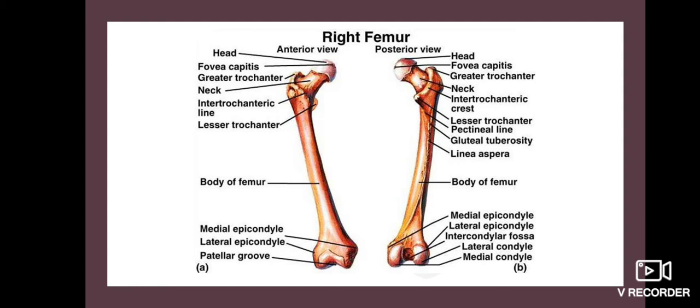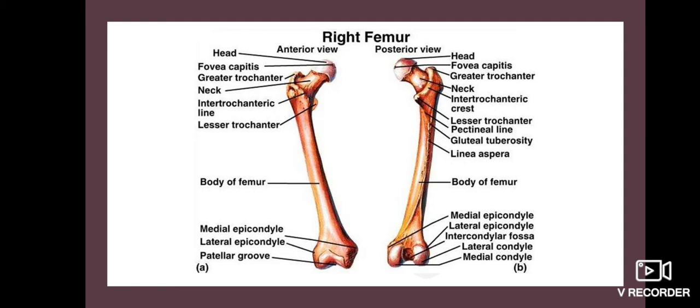one is to the greater trochanter. To the greater trochanter, gluteus medius and gluteus minimus are attached. Insertion of the gluteus medius and gluteus minimus is present. Then in the lesser trochanter, iliacus and psoas major are inserted. Both iliacus and psoas major together are called iliopsoas.